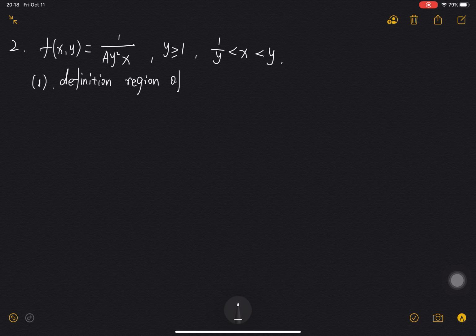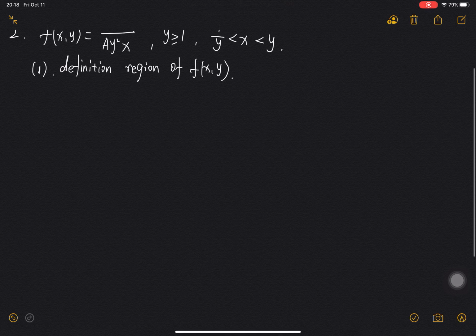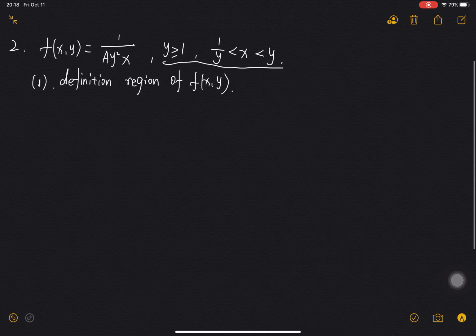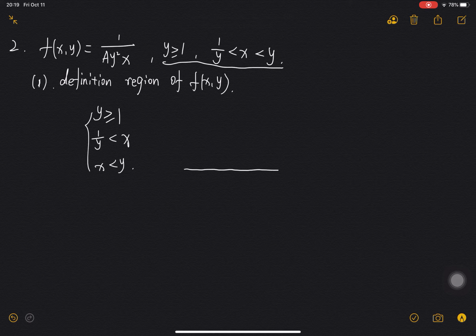f(x,y). In this question, we should consider these two conditions right here. First, we know that y is larger than 1. And x is larger than 1 over y. And x is smaller than y. So we can draw the figure like this.